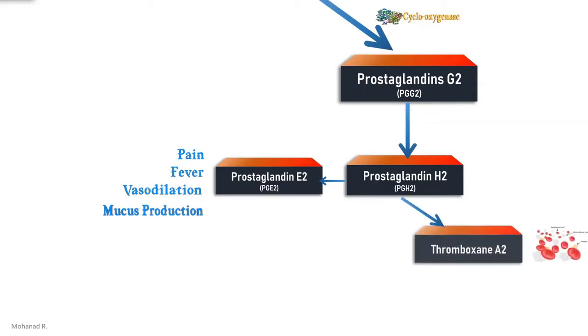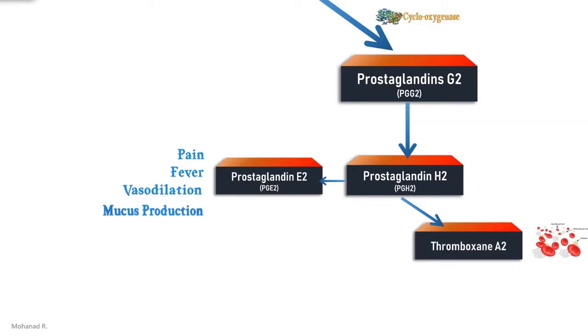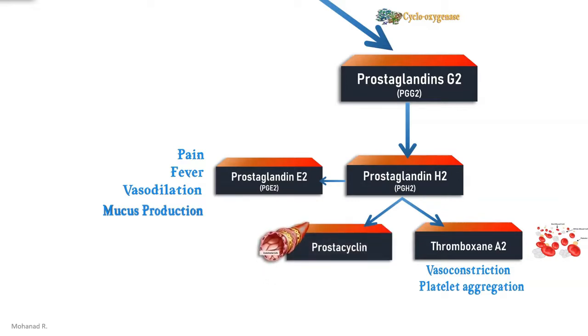If it is in the platelet, it will give rise to thromboxane A2. And as the name implies, thrombo means a thrombus. So, it will induce thrombus formation by inducing vasoconstriction and platelet aggregation. On the other hand, prostaglandin H2 can be converted in the endothelium to prostacyclin. Again, as the name implies, prostacyclin means we need the blood to cycle inside our blood vessels. So, it promotes what? You guessed it, vasodilation and prevents platelet aggregation.